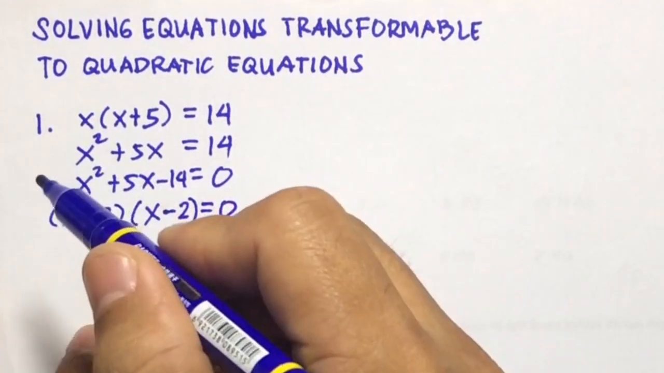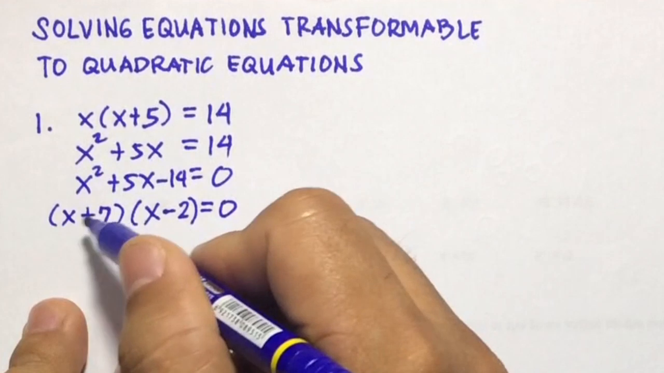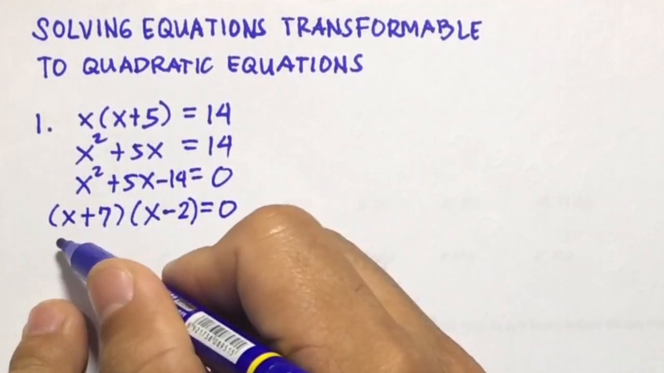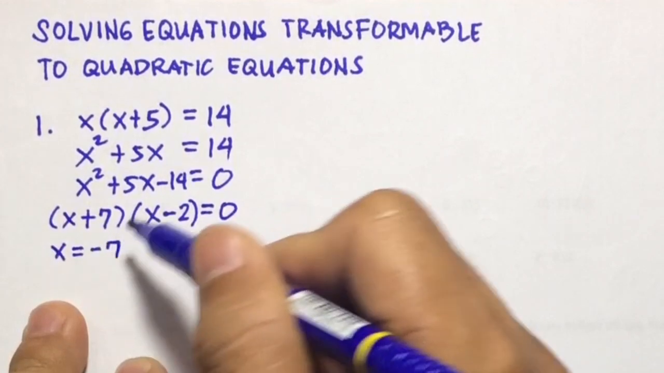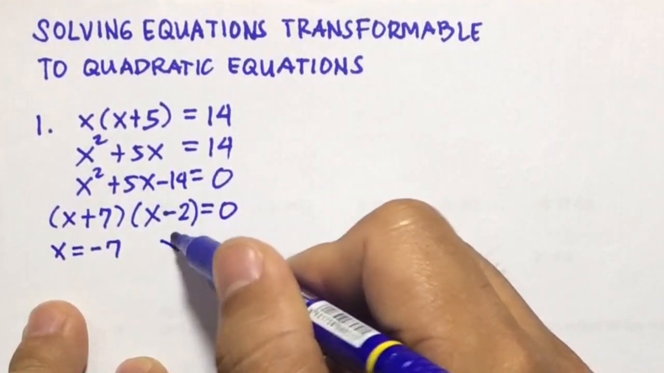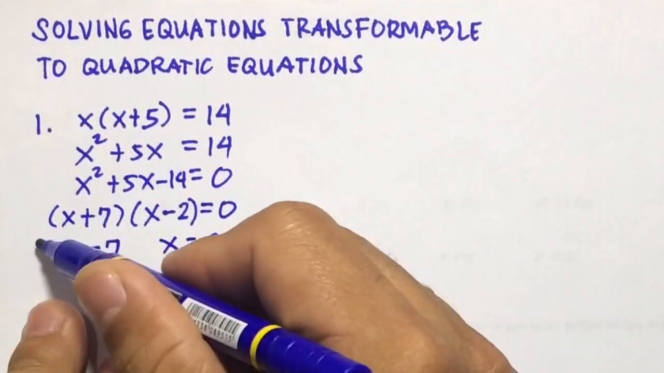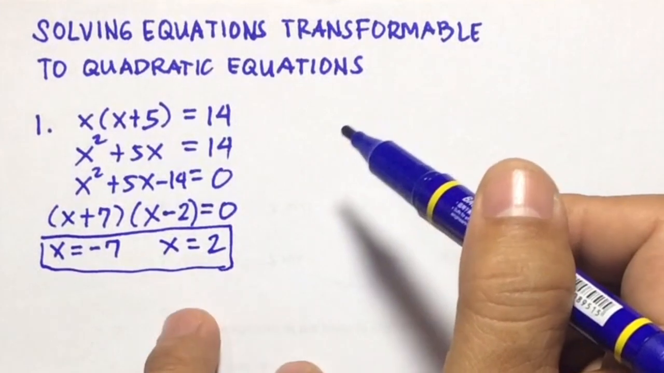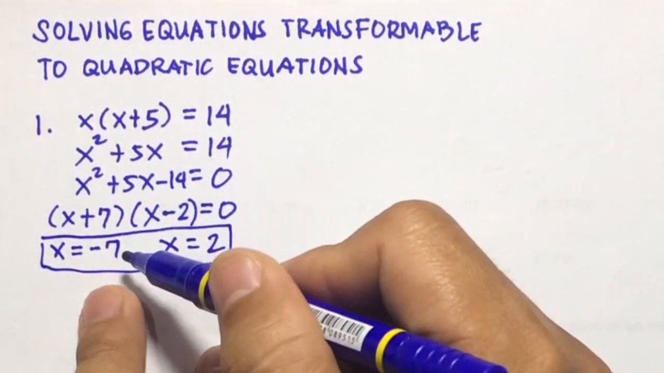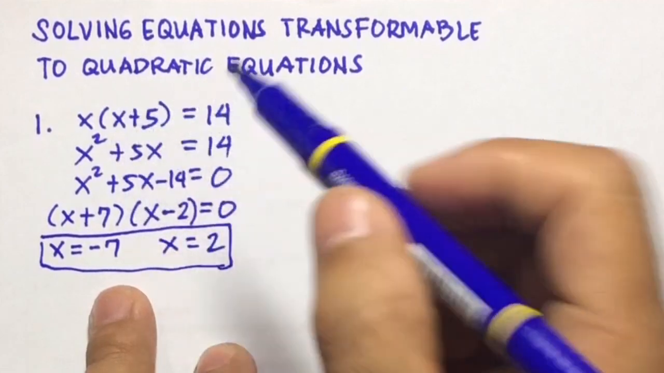Then in here, using the zero product property, we have x plus 7 equals 0, and x here is equal to negative 7. And in here, x is equal to 2. So this will be your answer. Now to check if your answer is correct, we'll just substitute these values of x in the original equation.